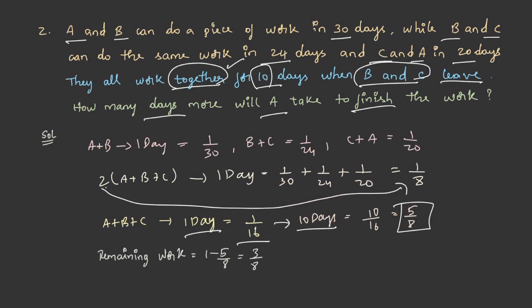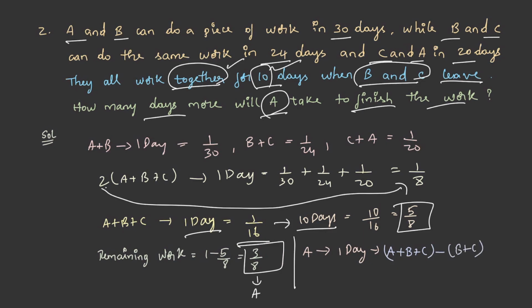As B and C left after 10 days, A alone completed the remaining work. So the remaining work is 3 by 8 part. So this work is done by A alone. Before this, let's understand A's 1 day work. You can achieve A's 1 day work by subtracting B plus C's work from the total work. So A plus B plus C's 1 day work is 1 by 16 and B plus C's 1 day work is 1 by 24. Therefore, 1 by 16 minus 1 by 24 is equal to 1 by 48.